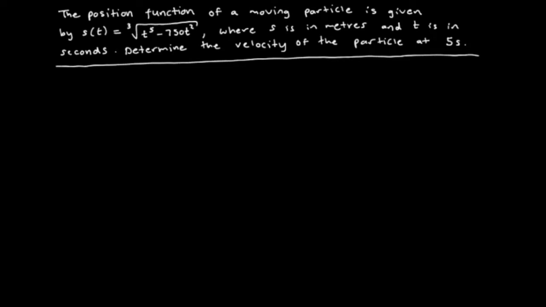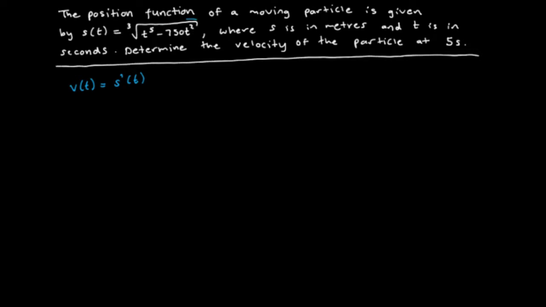Alright, the position function of a moving particle is given by s of t equals the cube root of t to the power 5 minus 750t squared, where s is in meters and t is in seconds. Determine the velocity of the particle at 5 seconds. So if we're looking at the velocity, the velocity function v of t is the first derivative of the position function s of t.